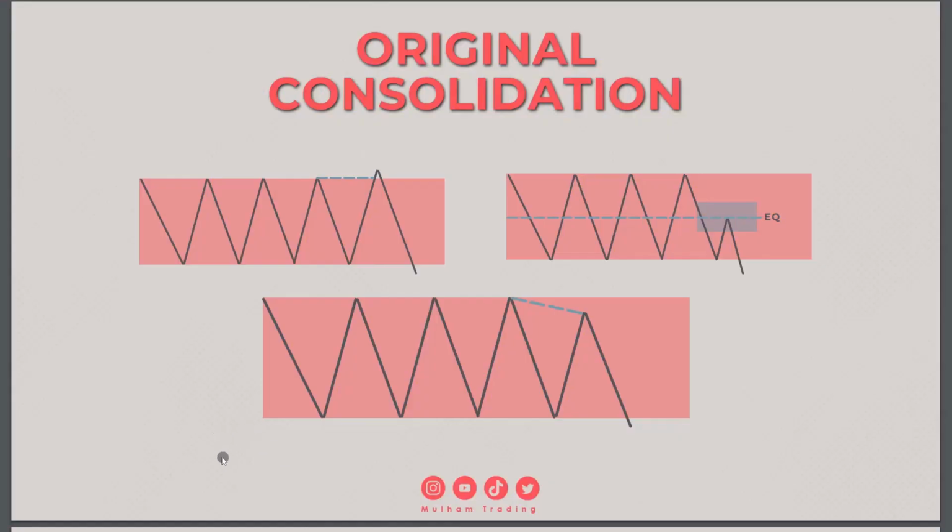Now, we talked about the original consolidation already, right? It's the first phase that we need to identify and look for, but there are different types of original consolidation, right? So it could be in different shapes. The first one could be this one. So we have a range. Simply, the original consolidation needs to be ranging, but it could be in different types and different shapes.